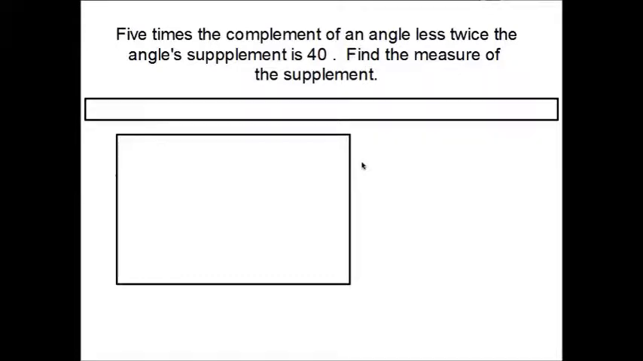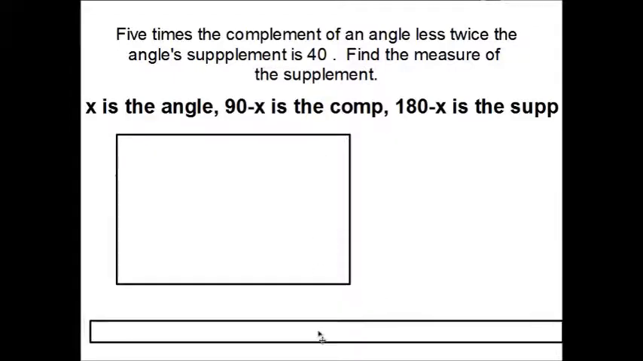Alright, so here's our next one. 5 times the complement of an angle, less twice the angle's supplement, is 40. Find the measure of the supplement. Now again, we have to remember, x is our angle, 90 minus x is the complement, and 180 minus x is the supplement. Now, 5 times the complement, we know should be 5 times (90 minus x). Less twice is something we haven't seen before. What do you think that's going to mean, this "less twice"? We're going to be subtracting 2 times the angle's supplement. And again, there's that keyword "is," meaning that we're going to have an equal sign.